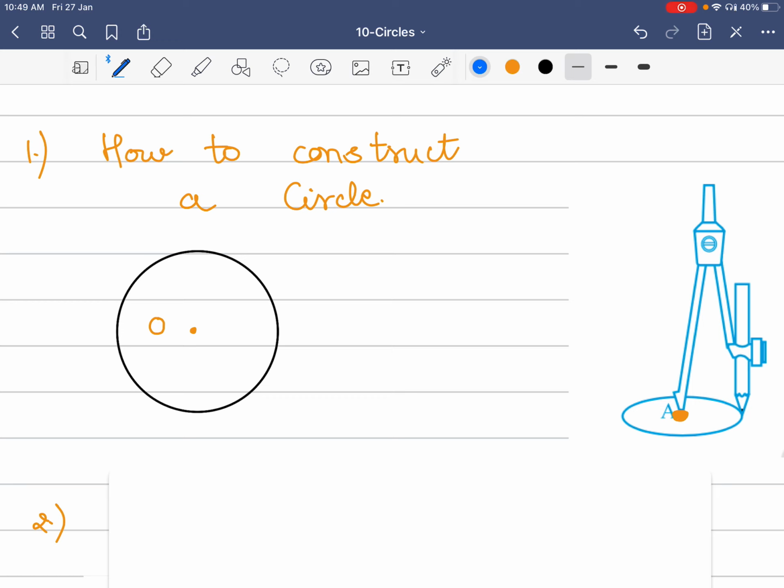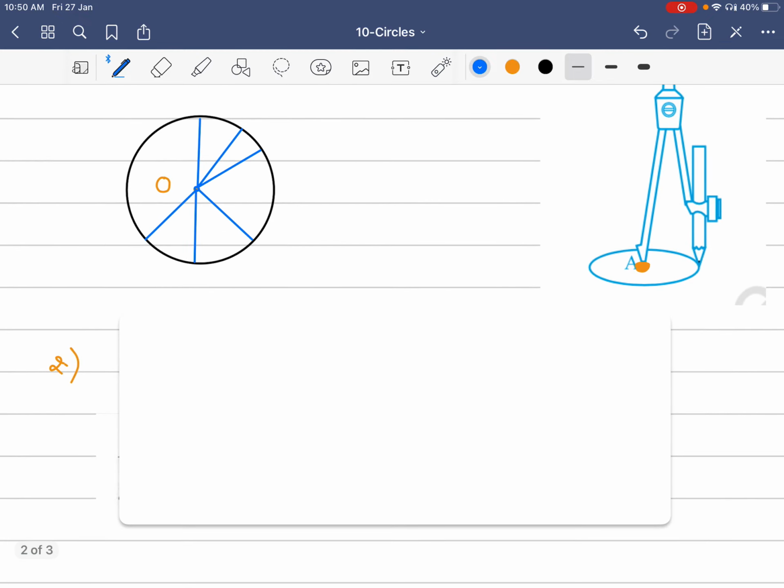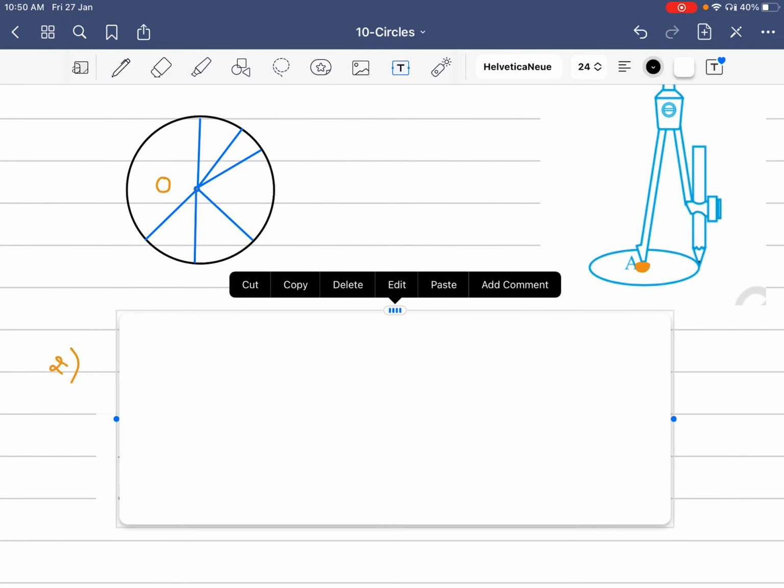Now from the center of a circle we can draw a line to the end point of a circle like this, like this. Just keep on drawing different lines from the center of the circle to the end point of the circle. So if this point is called the center of the circle, then all these line segments are called the radius of the circle, and that is the second point in our discussion. So I'm going to remove this.